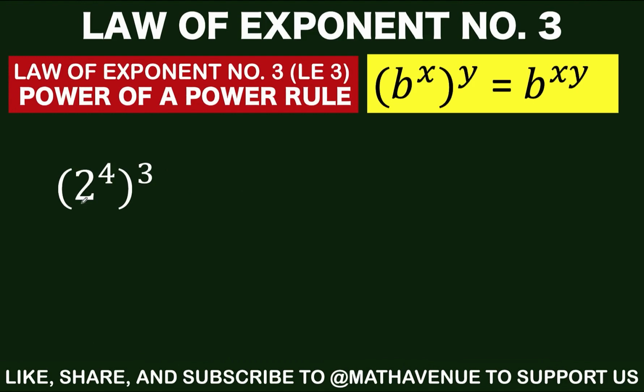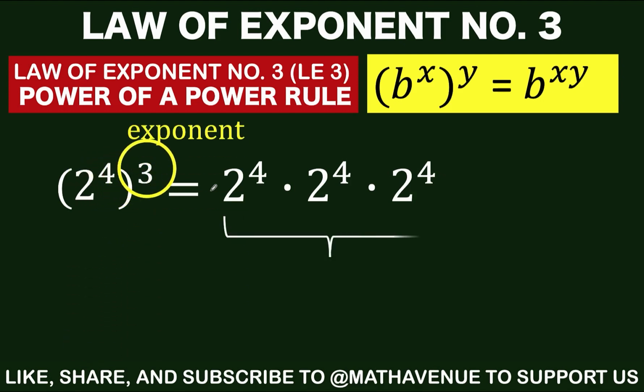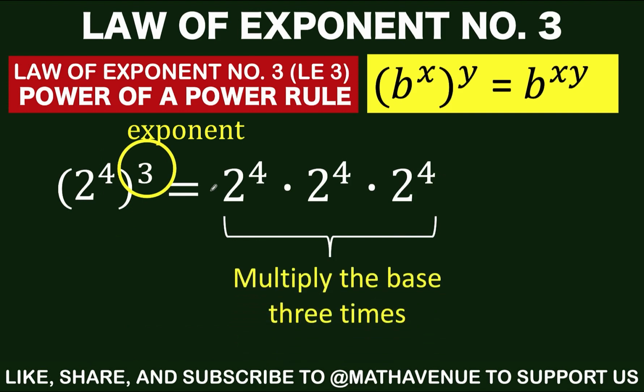Let's say we have 2 to the fourth. This is already in exponential form. And then we raise that also to another exponent 3. If we expand that, this means 2 to the fourth times 2 to the fourth times 2 to the fourth. Here, 2 to the fourth is our base, 3 is our exponent. And so we multiply the base 2 to the fourth 3 times.